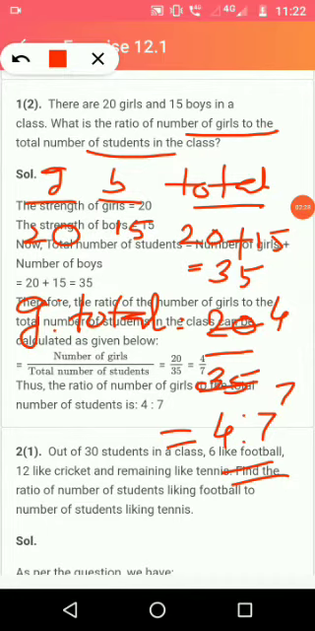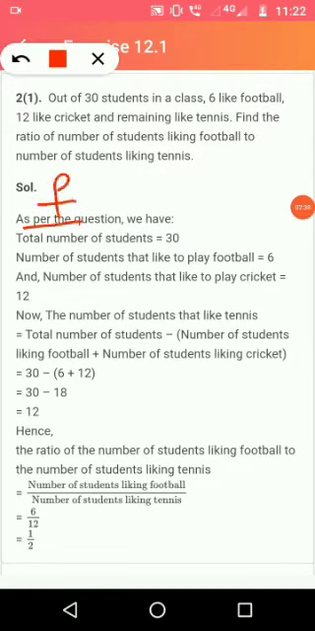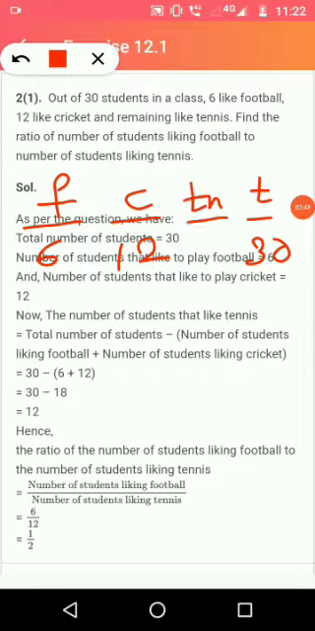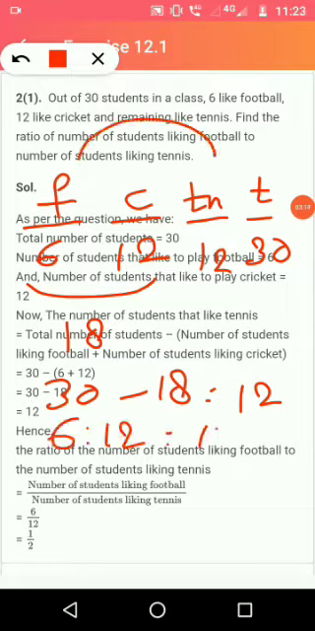Okay? Alright. Next question. Out of 30 students in class, 6 likes football. So, football is liked by 6. Cricket is liked by 12. The total is given to me is 30. So, the rest likes tennis. How many likes tennis? Add this up. 12 plus 6, 18. So, 30 minus 18 is 12. So, 12 likes tennis. Find the ratio of the number of students liking football to the number of students liking tennis. Football to tennis. So, 6 is to 12, which is 1 is to 2. Okay? 1 is to 2. This is football to tennis.